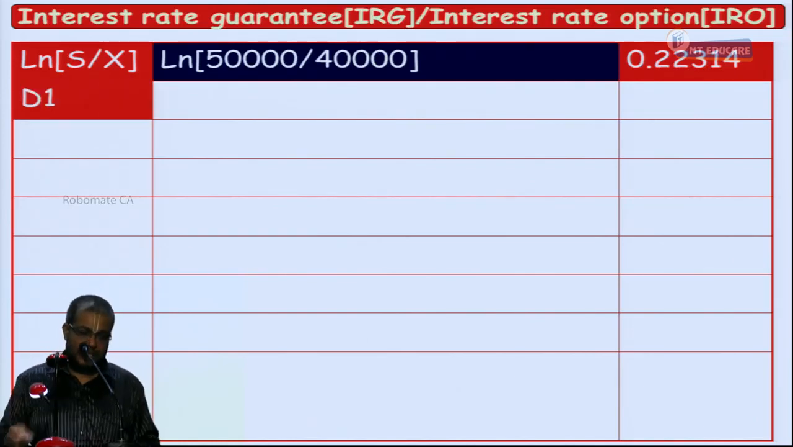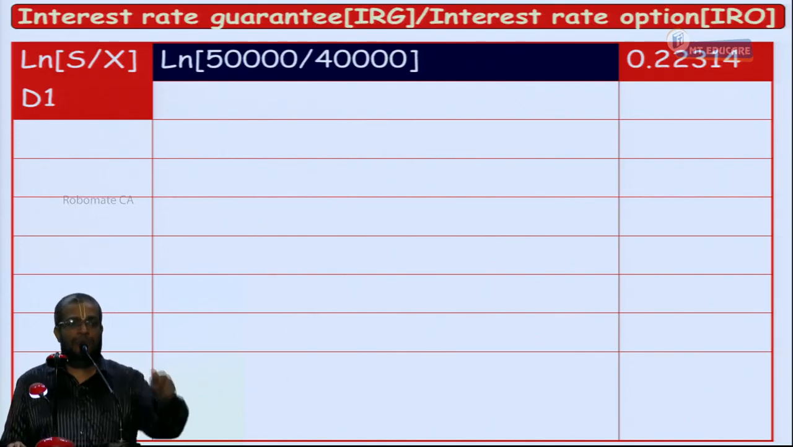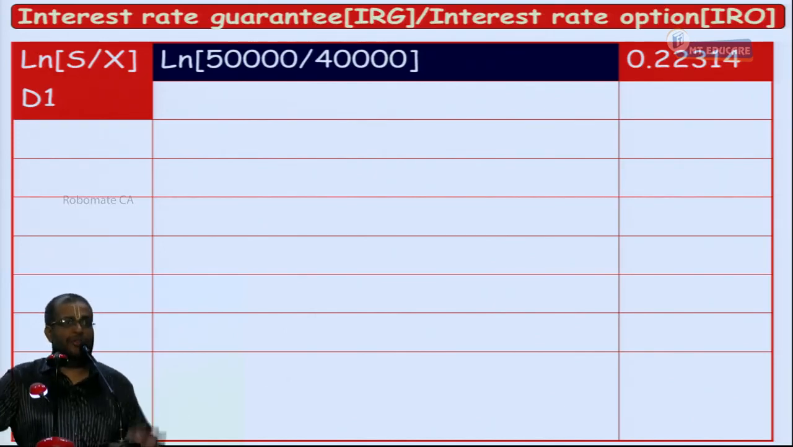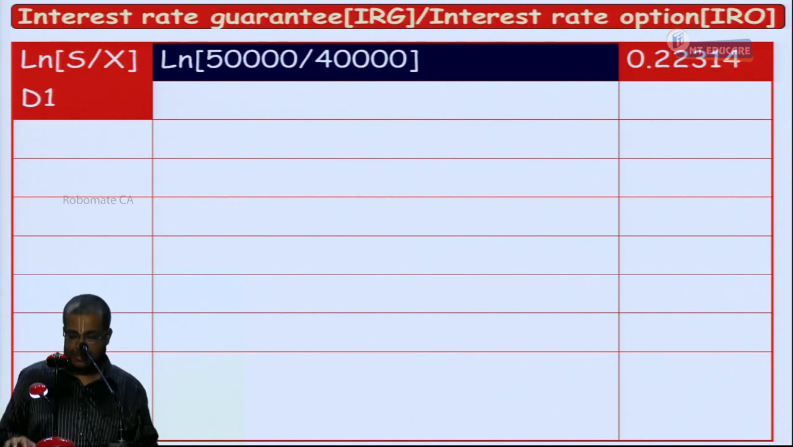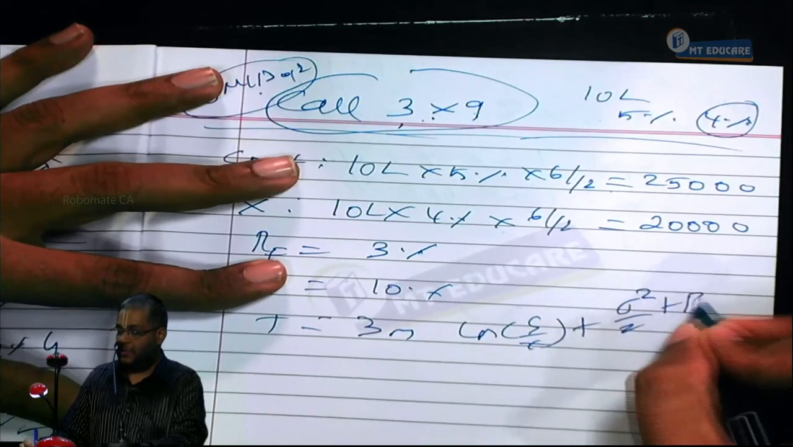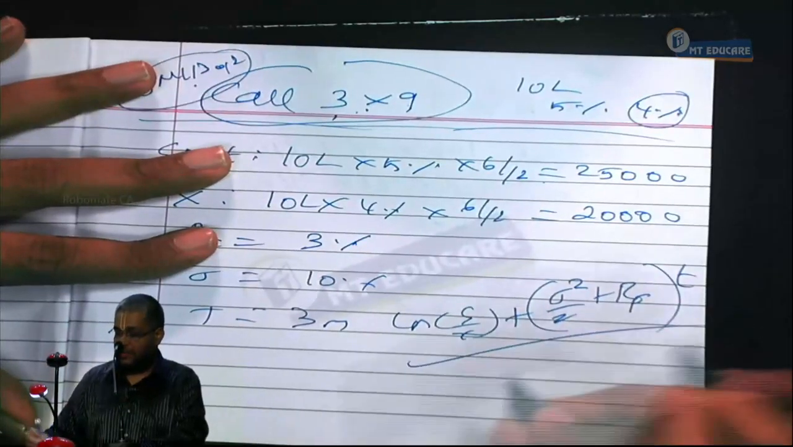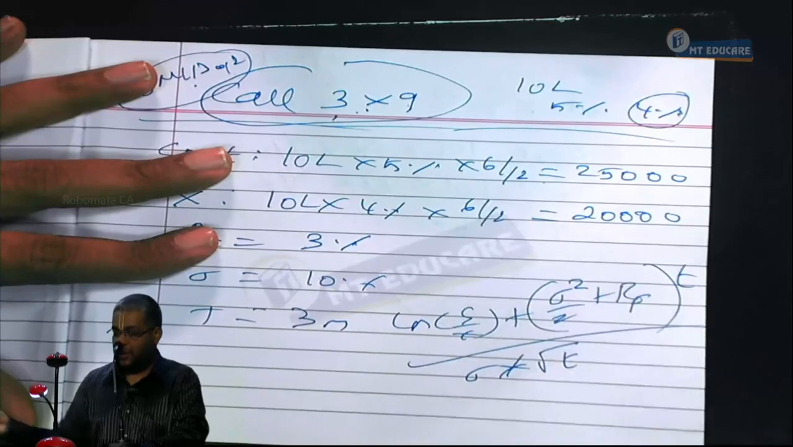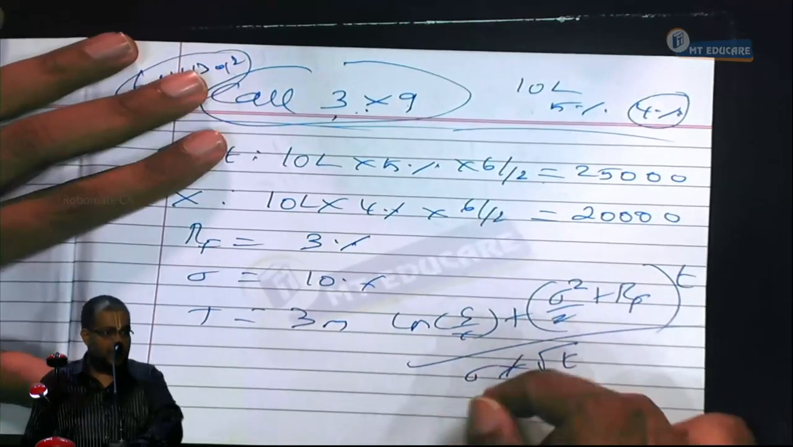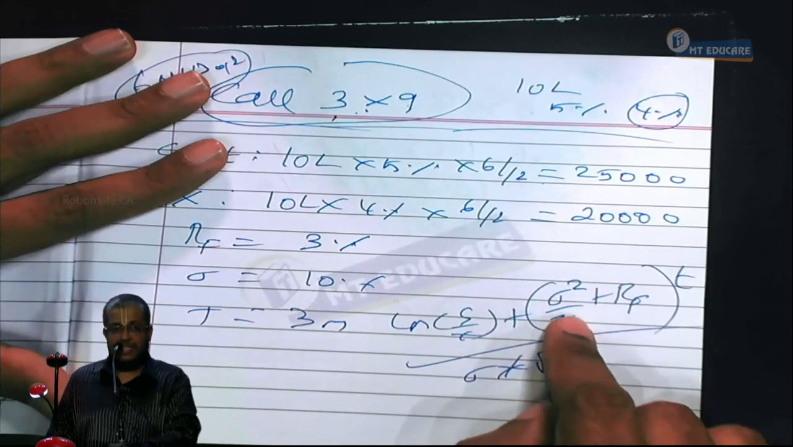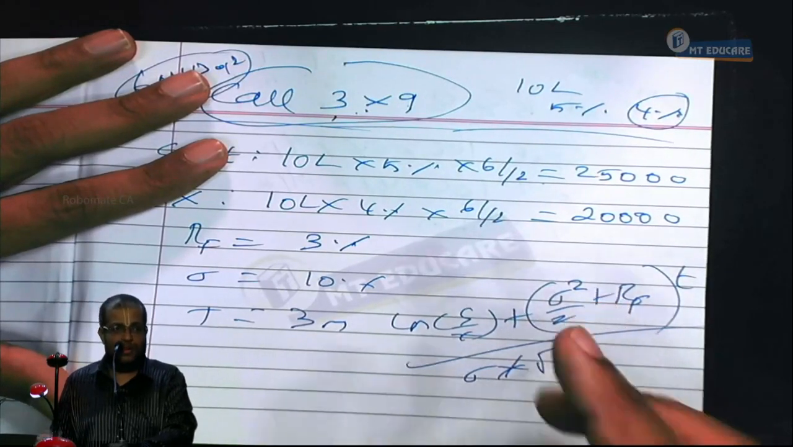Point number 2. D1 is equal to, write the formula first. D1 is equal to ln of S by X plus, sigma squared by 2 plus rf, put a bracket, into T, whole divided by sigma into square root of t. Please substitute the formula.